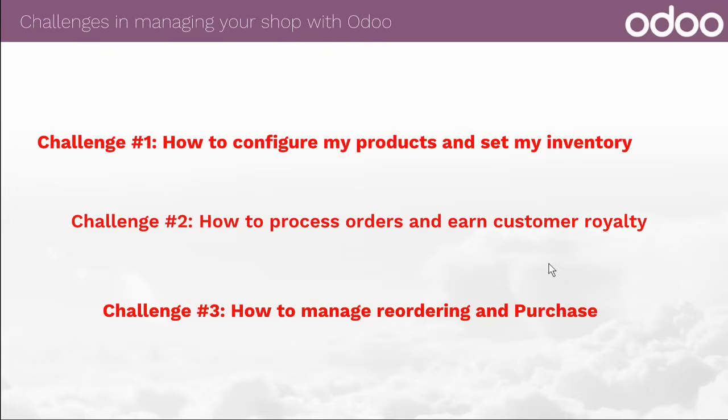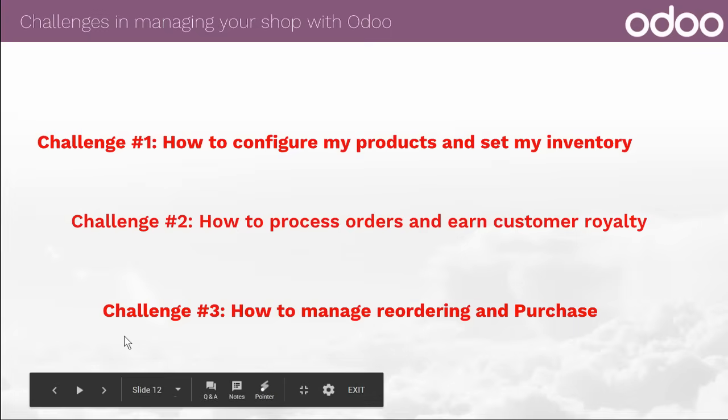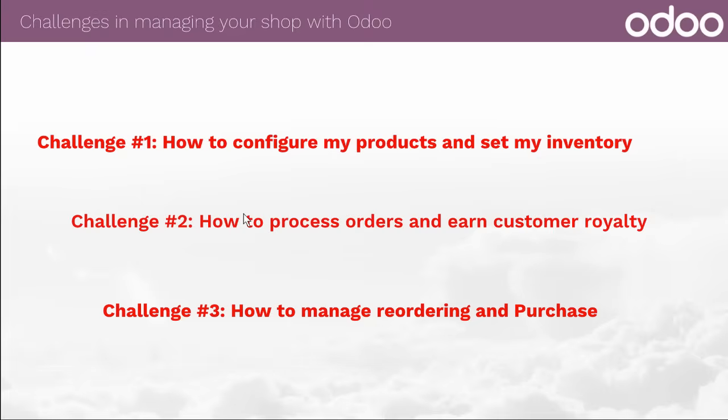What I'm going to show you today is a presentation with 3 challenges. So first, how can I configure my product and set my inventory for my shop? Then how can I process orders and earn customer loyalty? Sorry, that's not royalty, that's loyalty. That's a typo here. I should have checked. And third, how to manage reordering and purchase. So we'll go through the inventory, we'll go through POS, and we'll go through the purchase module.